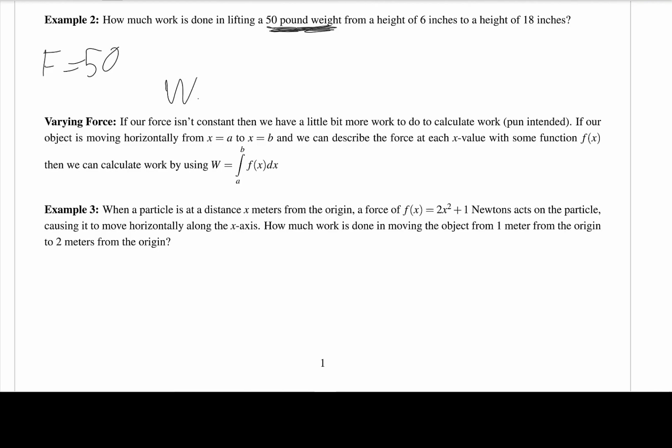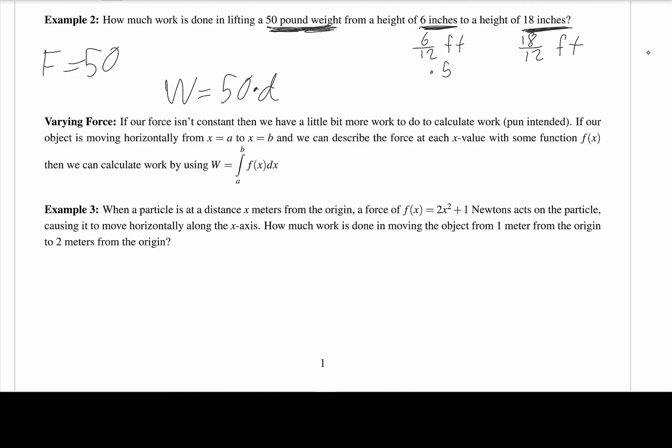To get work, I need my force times the distance the object is being moved. This is going to go from 6 inches to 18 inches. The first thing we need to do is notice that since we have pounds, this is going to be US units. So we need to put these inches in terms of feet. So 6 inches, if I want to convert that to feet, I'm going to a bigger unit. So I need to divide. So this is going to be 6 over 12 feet to 18 over 12 feet.